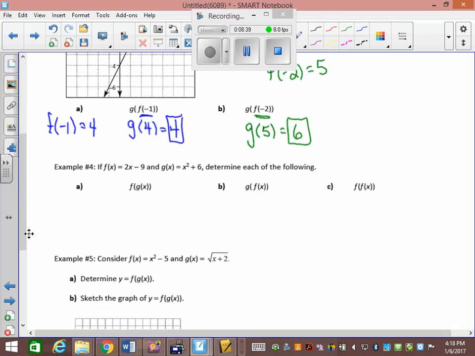Now, for A, B, and C, it gets a little more dicey in example 4, just because you don't have a value to fill in for x, so you're going to be filling in an actual equation. So how I do this, it says example number 4, if f of x equals 2x minus 9 and g of x equals x squared plus 6, determine each of the following.